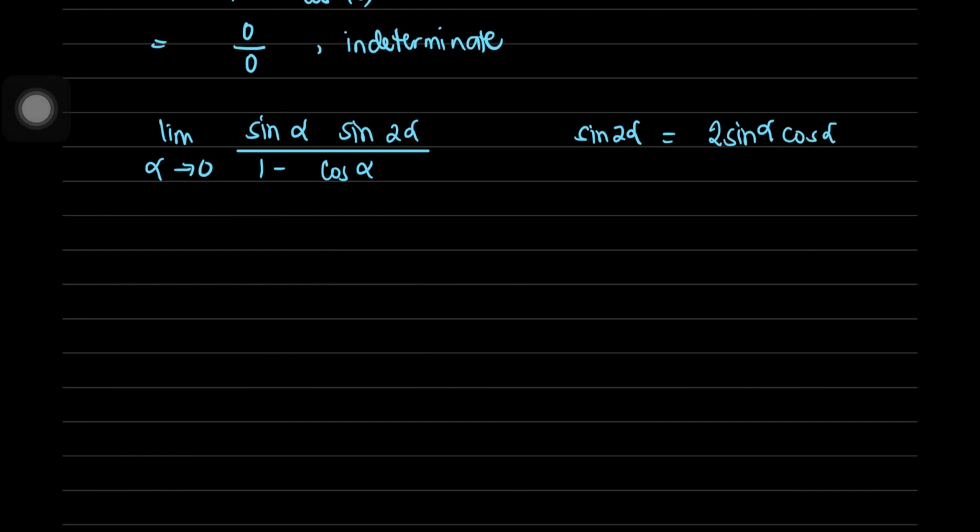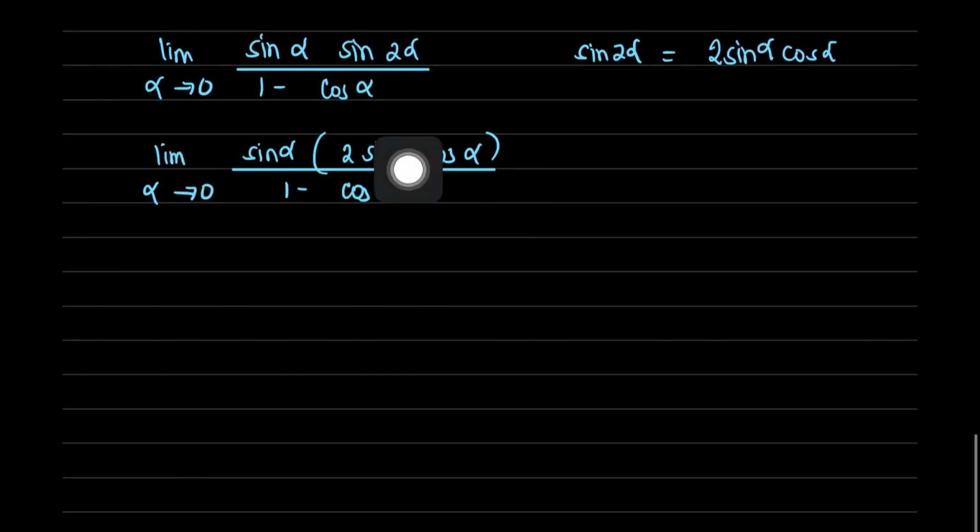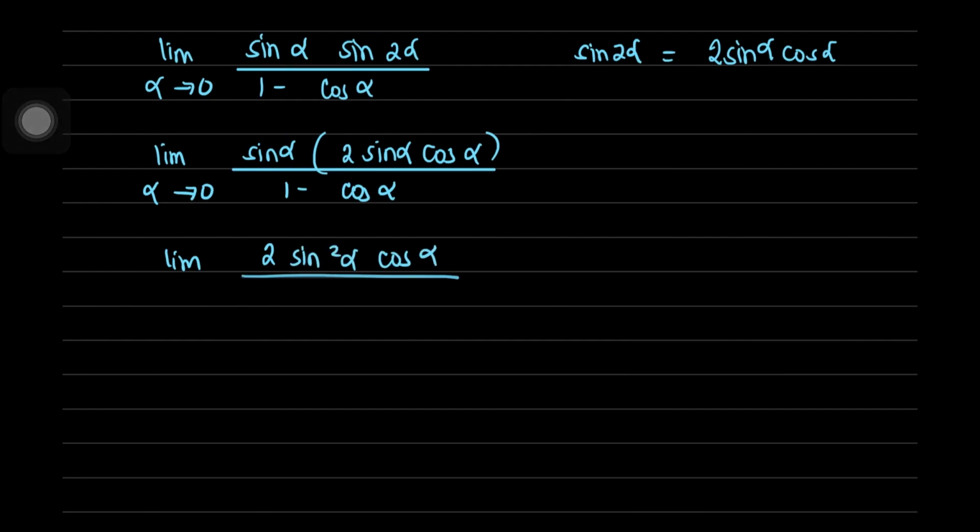If we substitute this in here, that's now the limit of sine alpha multiplied by 2 sine alpha cosine alpha all over 1 minus cosine alpha as alpha approaches 0. If I multiply this out and simplify, we'll now have 2 sine squared alpha cosine alpha all over 1 minus cosine alpha as alpha approaches 0.